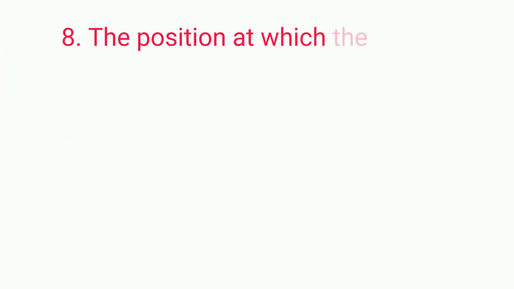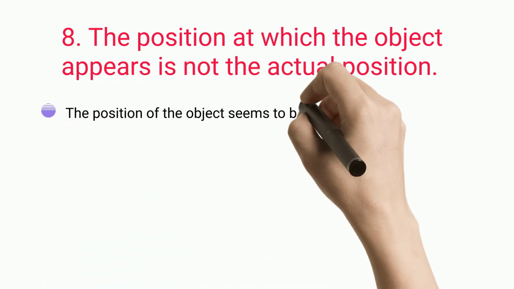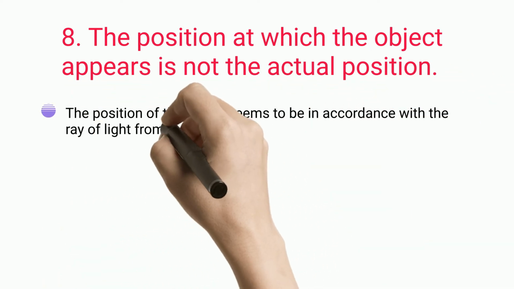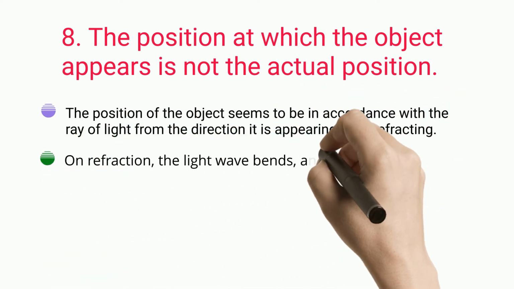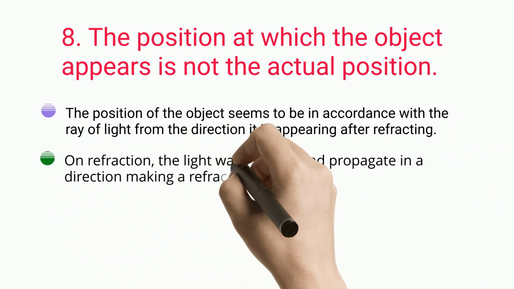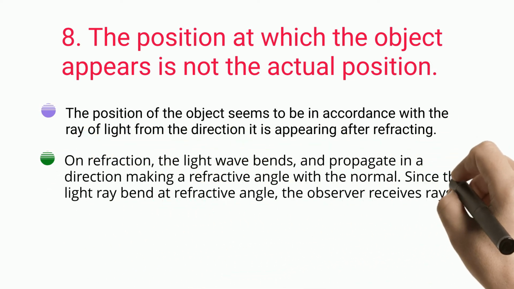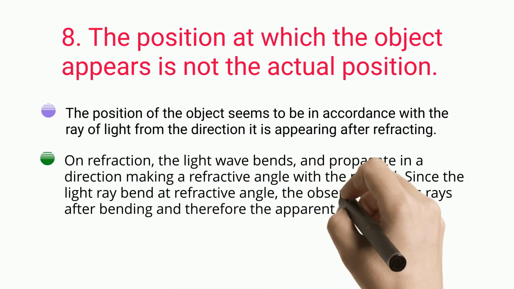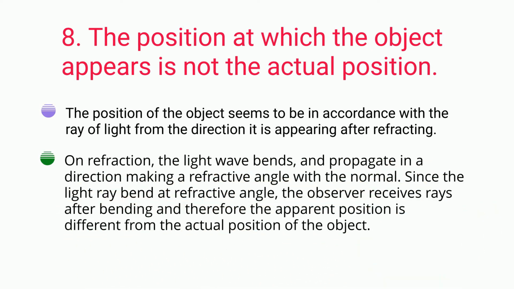8. The position at which the object appears is not the actual position. The position of the object seems to be in accordance with the ray of light from the direction it is appearing after refracting. On refraction, the light wave bends and propagates in a direction making a refractive angle with the normal. Since the light ray bends at a refractive angle, the observer receives rays after bending, and therefore the apparent position is different from the actual position of the object.